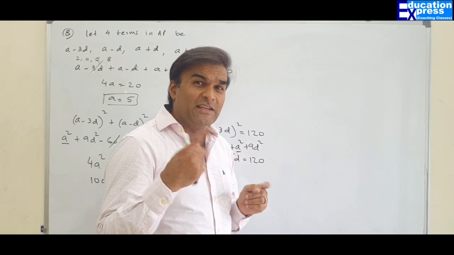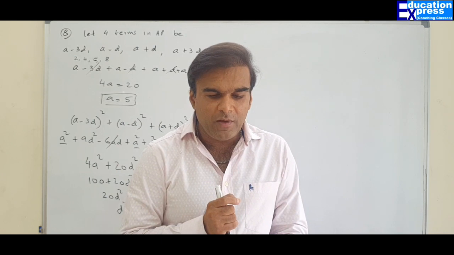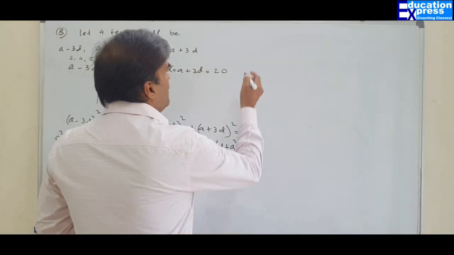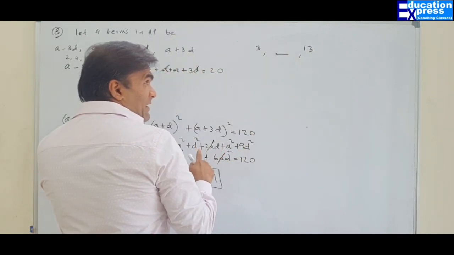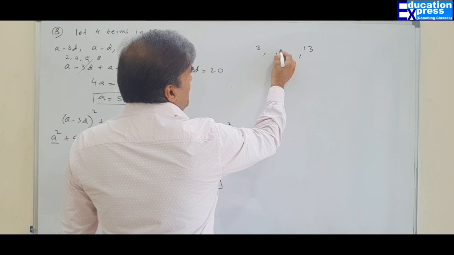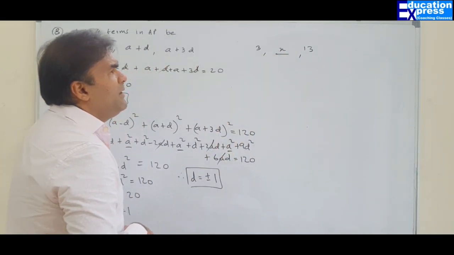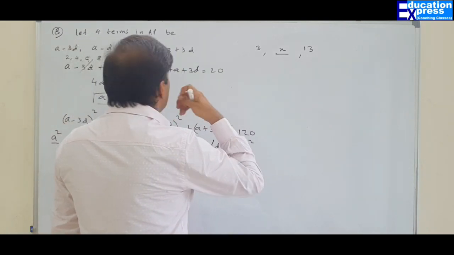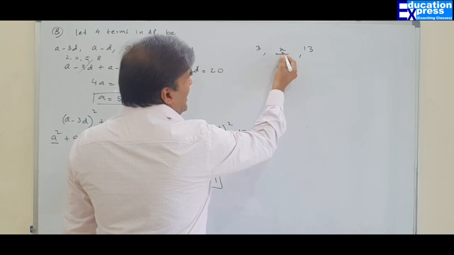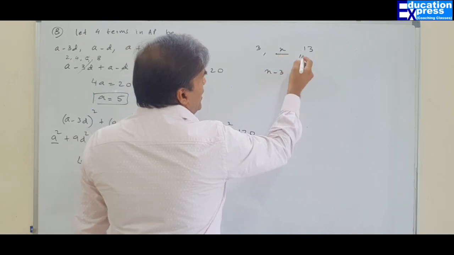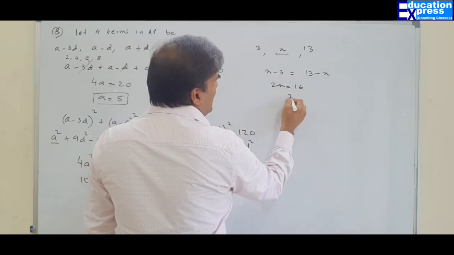Let us move on to the next, which is easier than this, which states: insert one arithmetic mean between 3 and 13. So we have 3 and 13 and I want to insert one number which should be the mean. Suppose x is the only mean. So the average of these two is going to be this. You can even say that second term minus first term will be equal to third term minus second term. 2x equals 16, x equals 8.